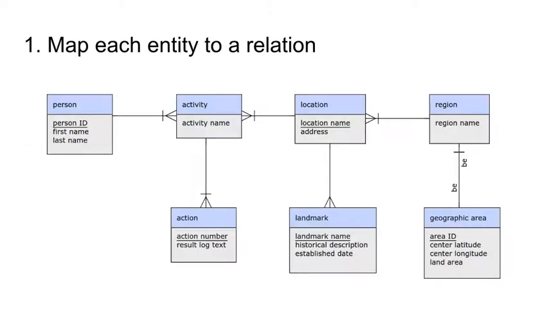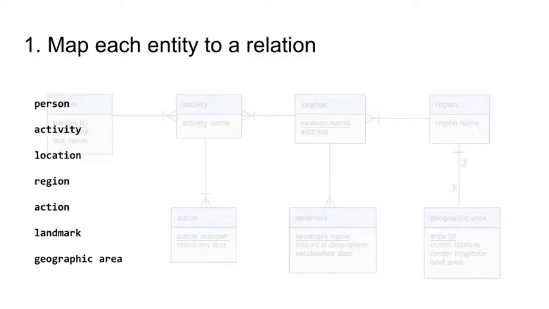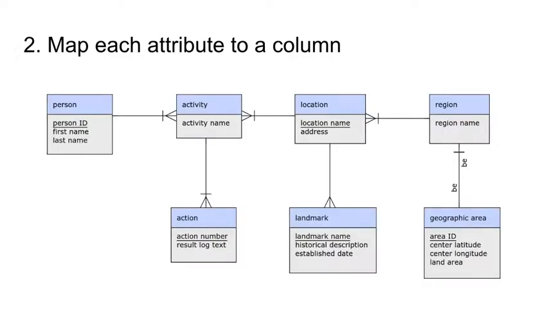Let's return to this model we studied in the identification dependency path video. The ability to follow those paths is needed to perform this mapping. The first step is to simply map each entity to a relation. So our relations here are person, activity, location, region, action, landmark, and geographic area. Then we'll map each attribute to a column.